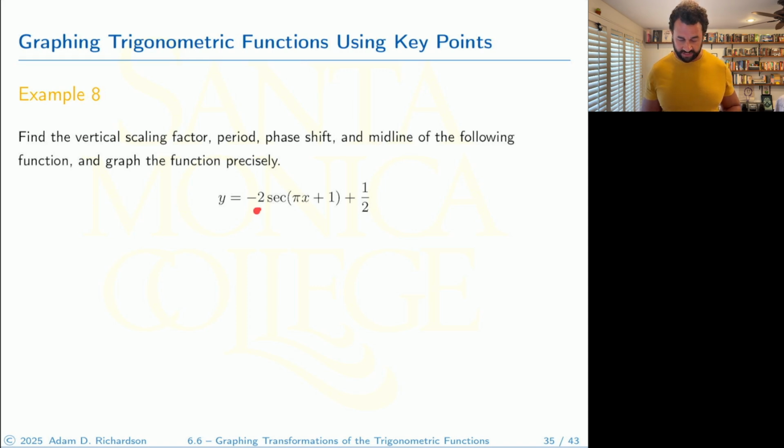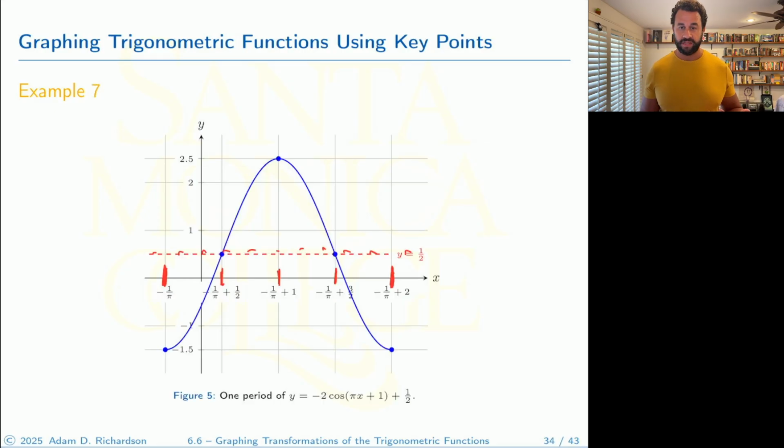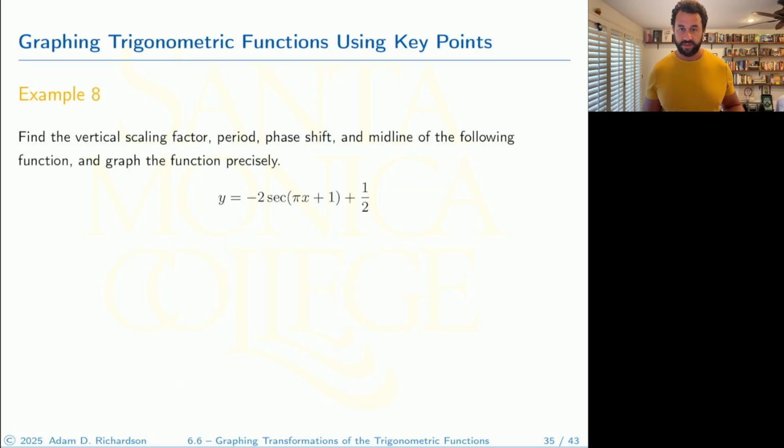So this one is -2 secant of pi times x plus 1, plus 1/2. Remember, secant is the reciprocal of cosine. The good news is we actually already have a graph of this exact cosine function. That's what we did here, right? -2 cosine of pi x plus 1 plus 1/2, and now -2 secant of pi x plus 1 plus 1/2.